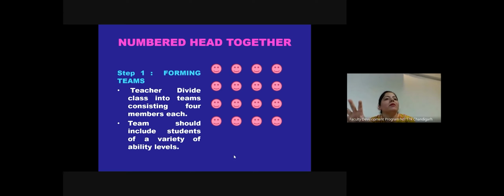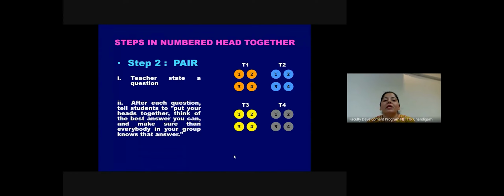So within a team there is a mix of students available. Few are good, few are average, few students who need improvement. So we develop teams of the students. So there is T1, T2, T3 and T4. After the formation of the team, the teacher will state a question.